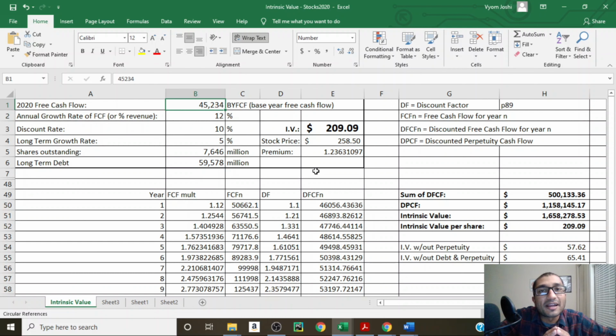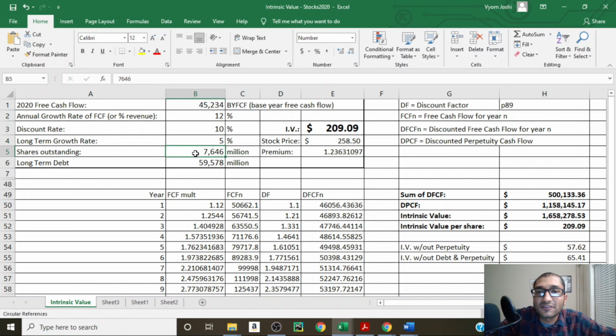Hey guys, now let's review Microsoft's discounted free cash flow (DCF) analysis. Over here, I pasted Microsoft's 2020 free cash flow number that I got from Morningstar, which is $45,234,000,000. I'm assuming the annual growth rate of free cash flow to be 12%. What this means is I expect Microsoft's free cash flow to grow at 12% every year for the next 10 years. I'm using a discount rate of 10%. What this means is I want this investment to give me a 10% return. I'm using a long-term growth rate of 5%. What this means is after the 10-year mark into perpetuity, I expect Microsoft's free cash flow to grow at 5%.